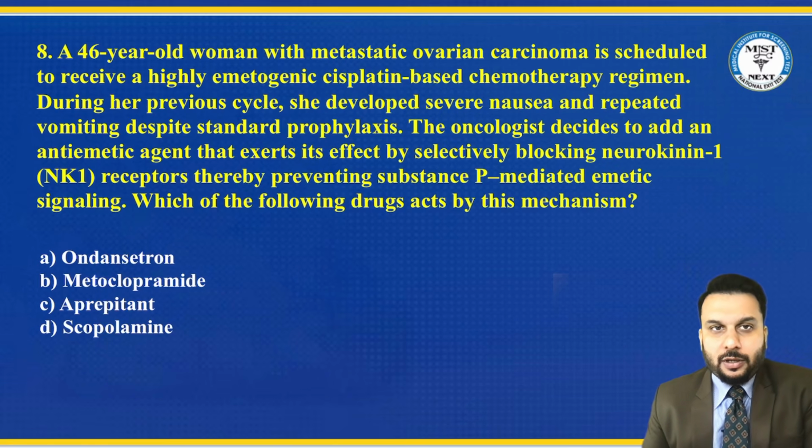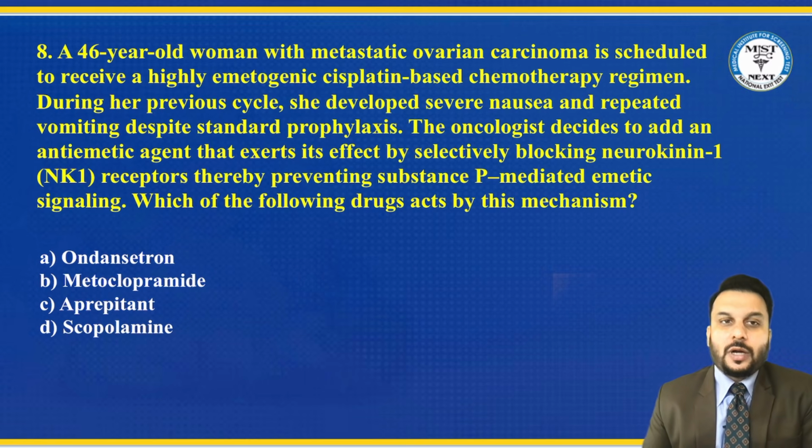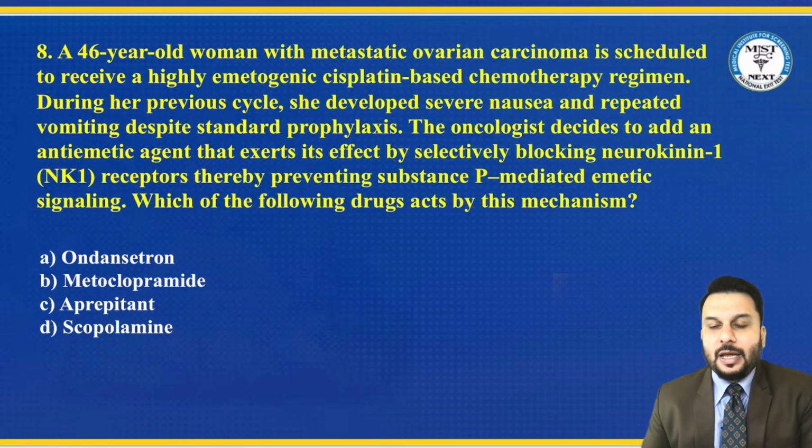Now, next question is a 46-year-old woman with metastatic ovarian carcinoma is scheduled to receive a highly emetogenic cisplatin-based chemotherapy regimen. During her previous cycle, she developed severe nausea and repeated vomiting despite standard prophylaxis. The oncologist decides to add an antiemetic agent that exerts its effects by selectively blocking neurokinin 1 receptors, thereby preventing the substance P-mediated emetic signaling. Which of the following drugs acts by this mechanism?